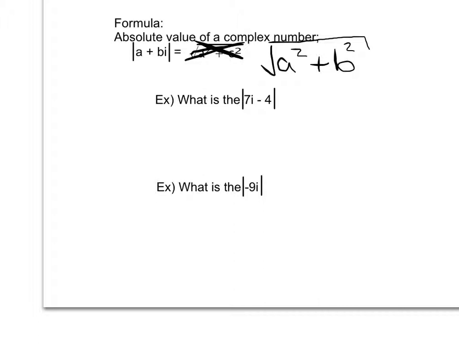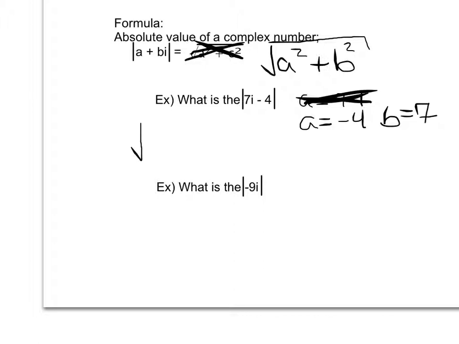So if I look at this example, what is the absolute value of 7i minus 4? Well, I see that my a is... excuse me, I guess it doesn't matter because I'm adding anyway. But my a is -4, my b is 7, because I did put the real part in back and the imaginary part in front. The commutative property tells us it doesn't matter what order we add, so it would not make a difference. Finding the absolute value of this, I'm going to use my formula.